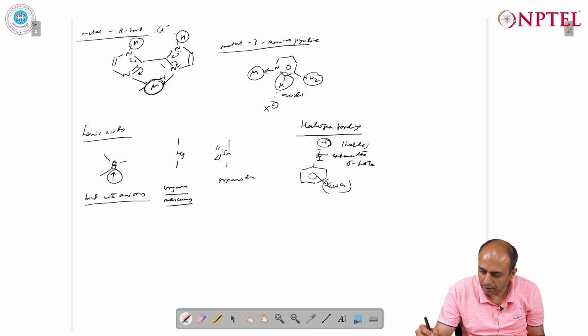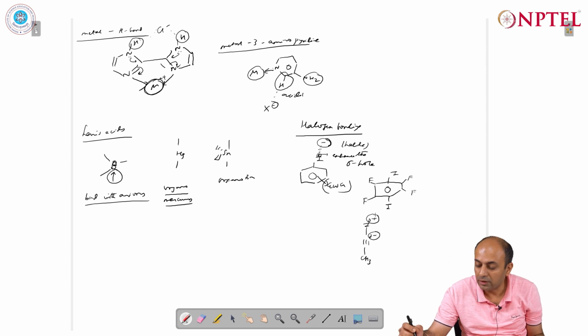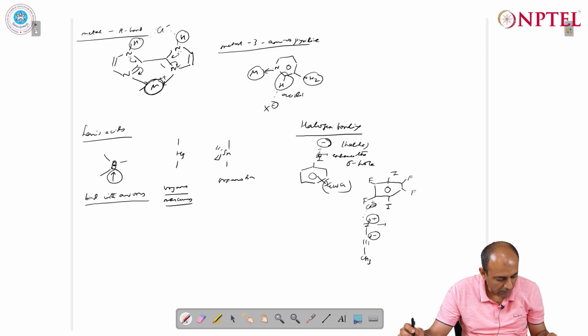So, we can have species, for example, you can have diiodotetrafluorobenzene, we can have this. We can also have, because this is the sp carbon, that enhances the electrophilicity or the sigma hole on this iodine, which can now interact with X minus.